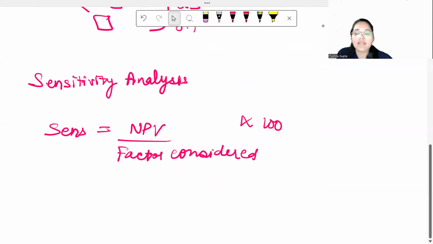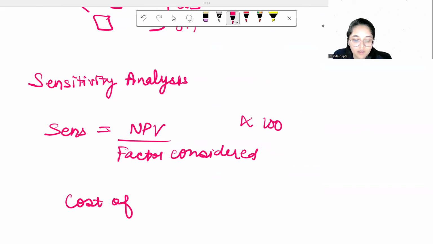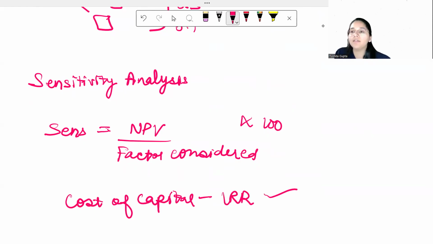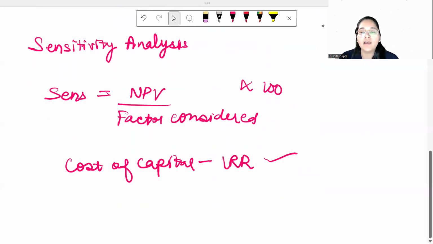Now, one thing is that if you want to calculate the sensitivity of your NPV to changes in cost of capital, then the simple thing that you're going to do is you take out the IRR, and IRR is nothing but the sensitivity to the change in cost of capital. This essentially means that IRR basically is the rate at which your NPV is 0.